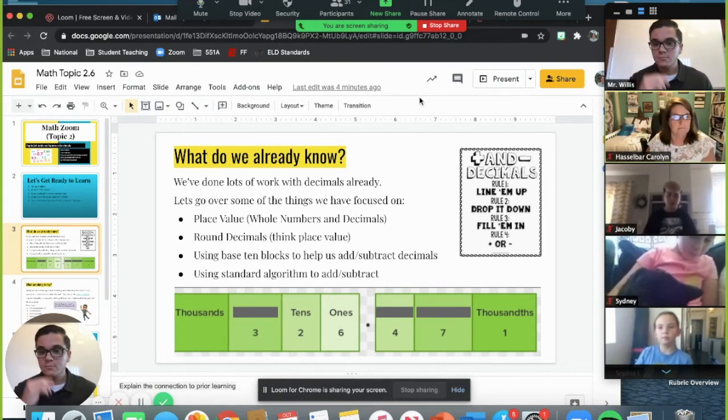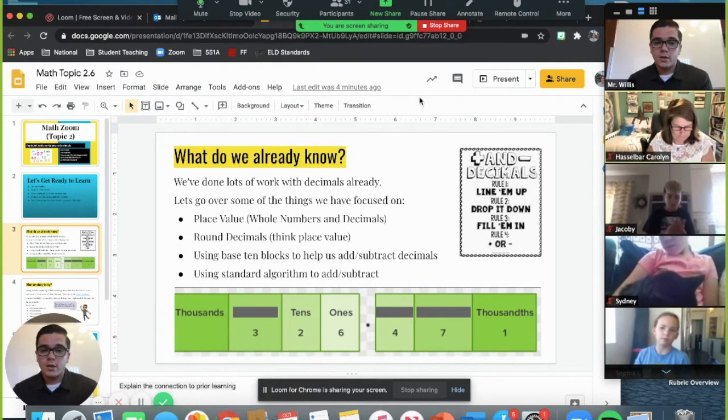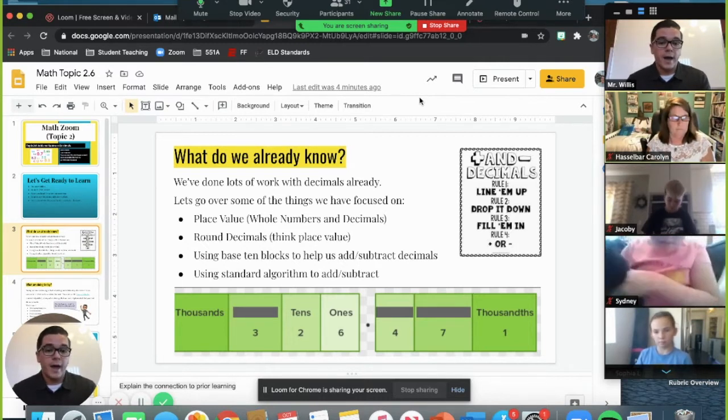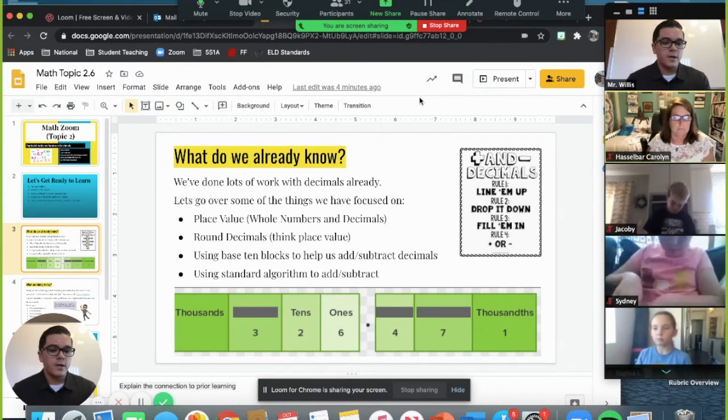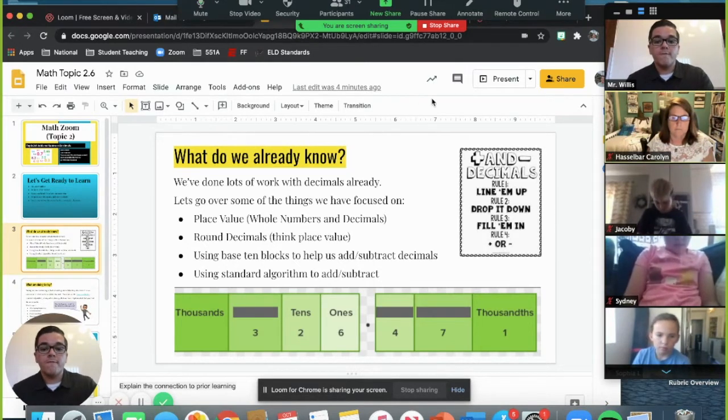We've used base 10 blocks to help us add and subtract. So we've used models and different kinds of resources so that we can accurately get our answers. But we've also used a standard algorithm to add and subtract. And that's what we did yesterday and on Thursday, just lining up the decimal, bringing it down, and then we're filling out our answer.